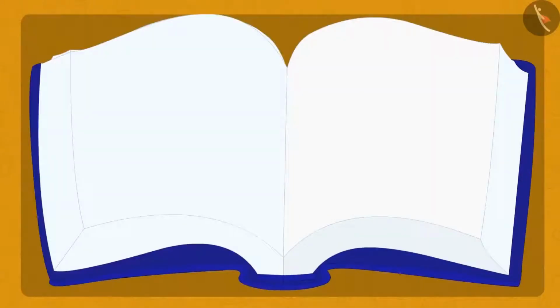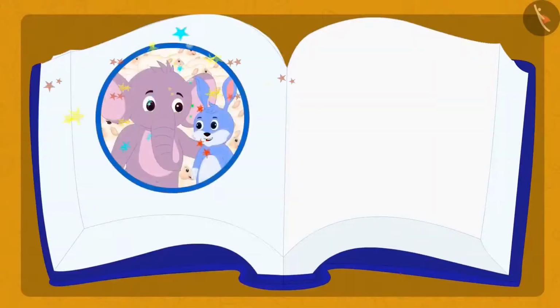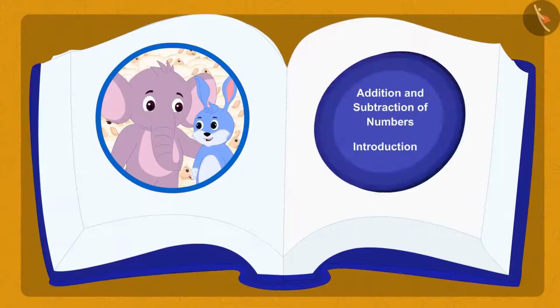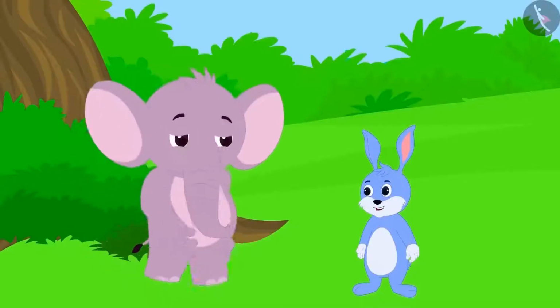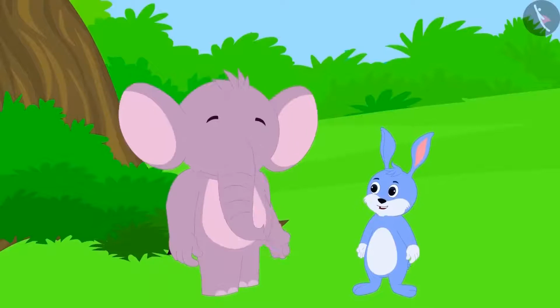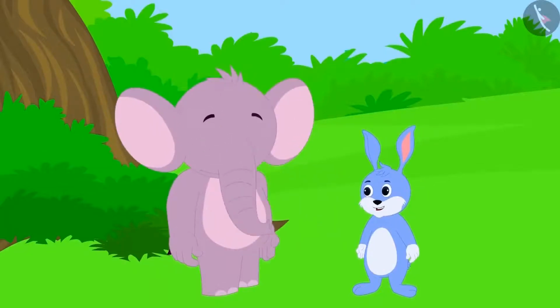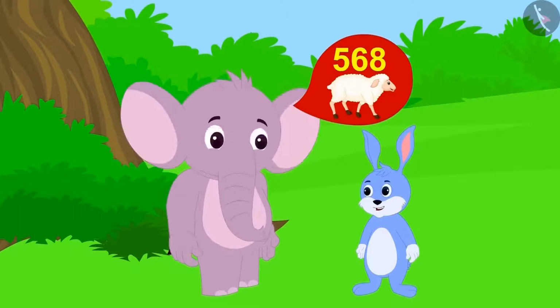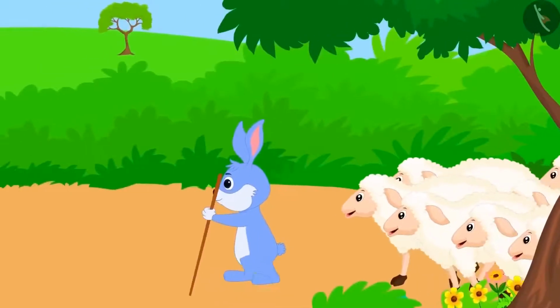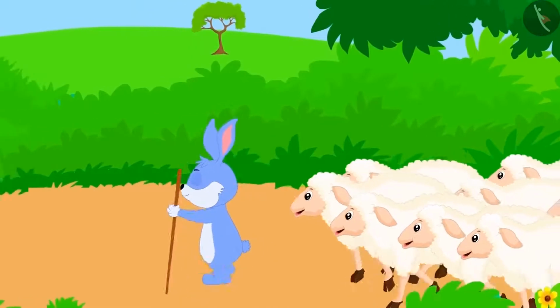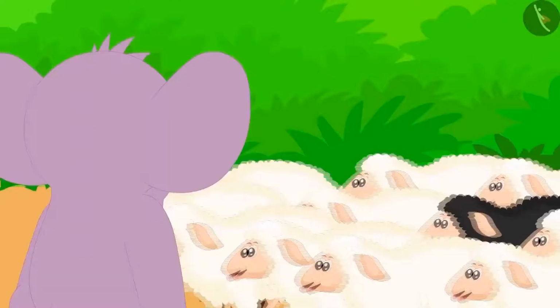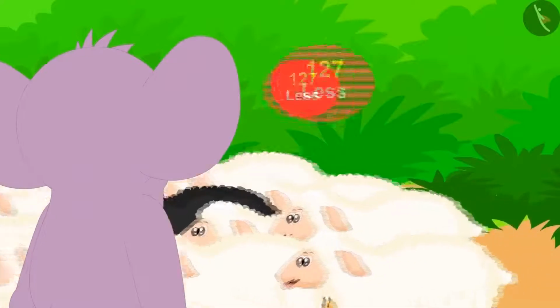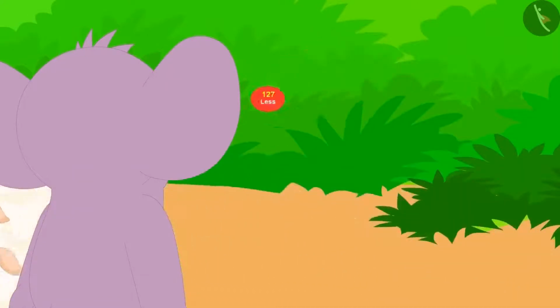Hello, children. With the help of a funny story today, we will learn addition and subtraction of numbers. Appu once asked Bunny to rear his sheep. Appu had a total of 568 sheep. A week later, when Bunny returned in the evening with the sheep, Appu found that 127 sheep were missing.